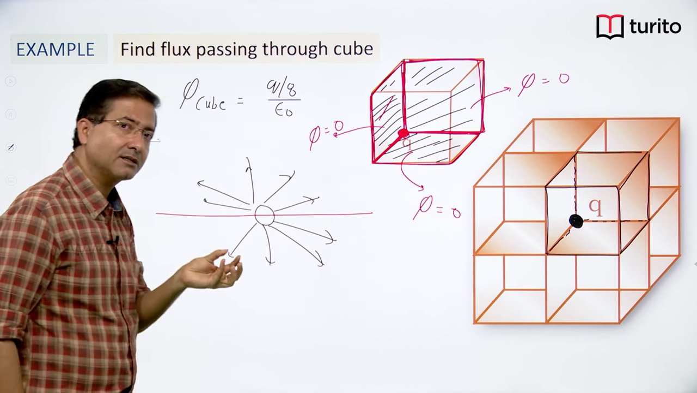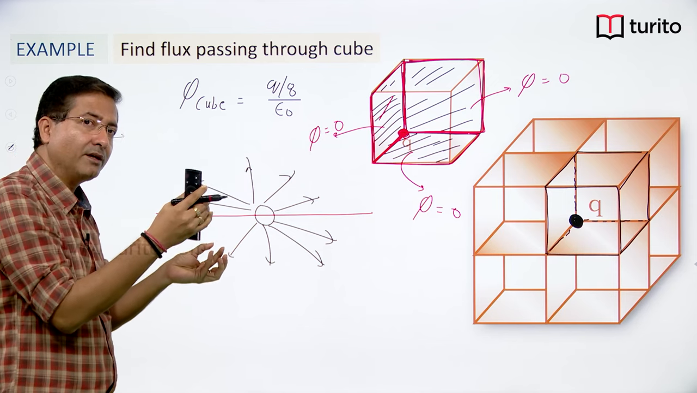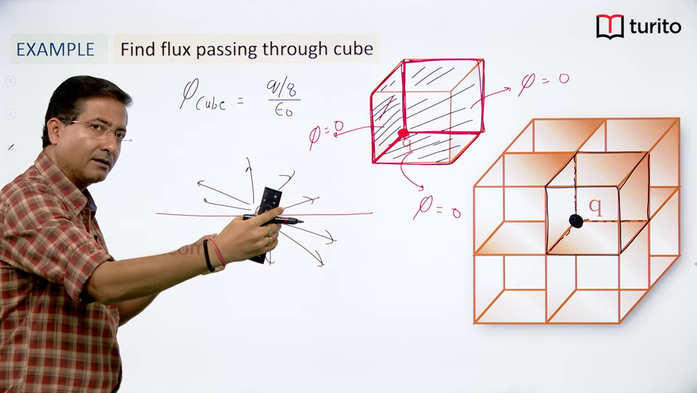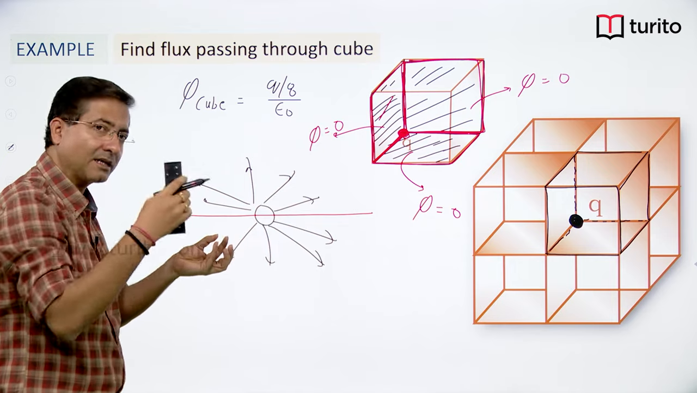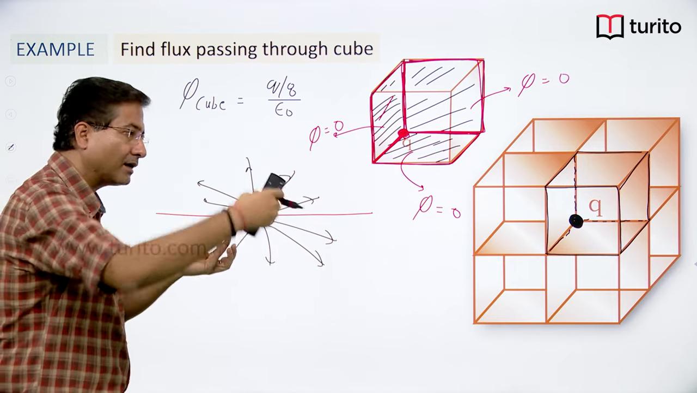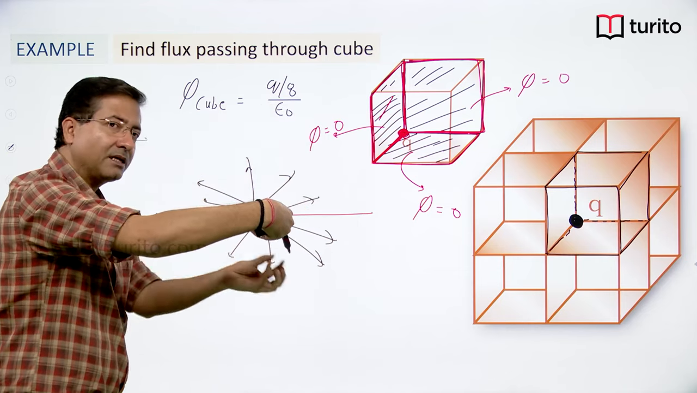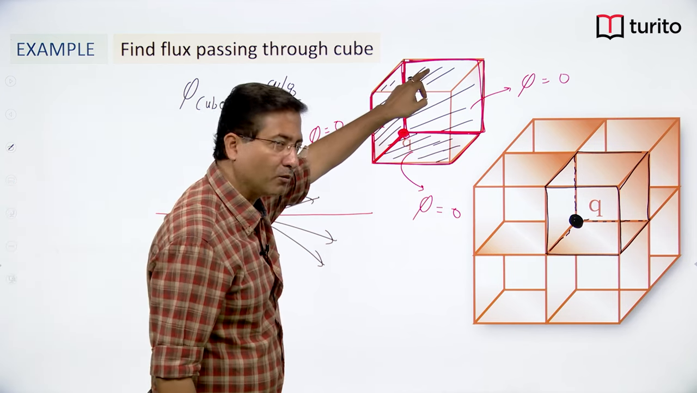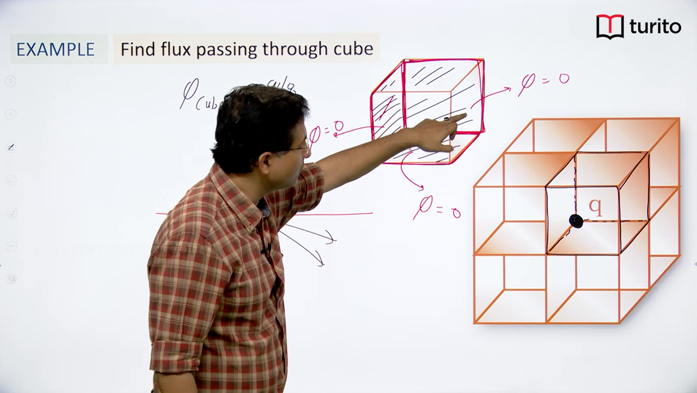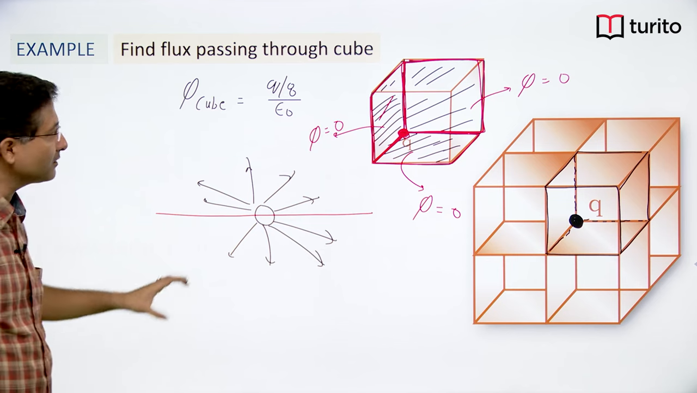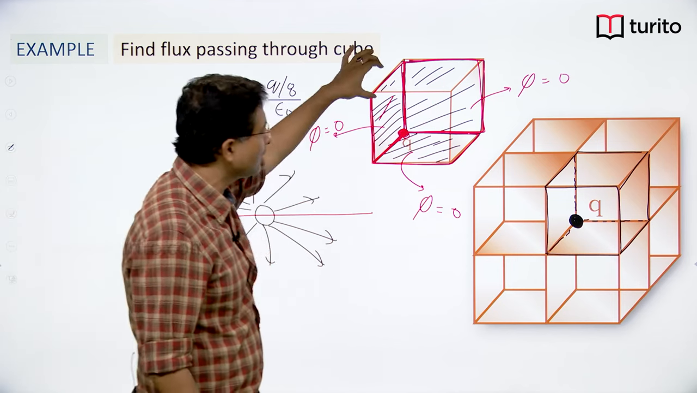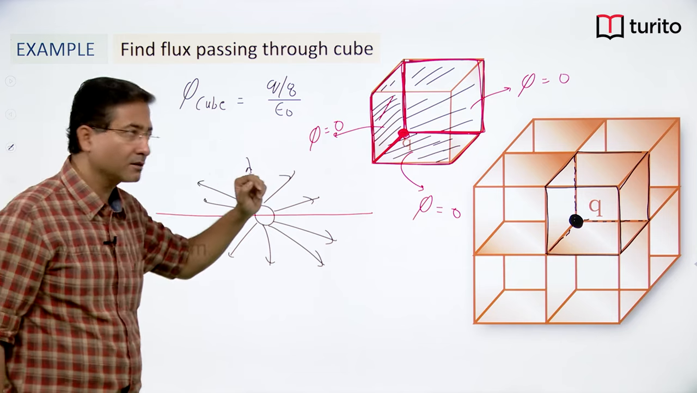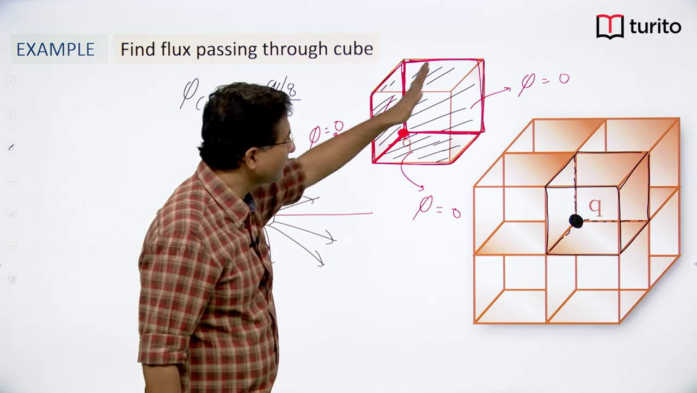placed the same way. The top one, front one, side one, the charge is placed in a similar way. If you can rotate the cube, then this front one will take the place of the top one, or the top one can easily take the place of the side one. So the flux associated with the remaining faces, this one, this one, this one, they all will be the same. So this much amount of flux will get divided into 3 parts.